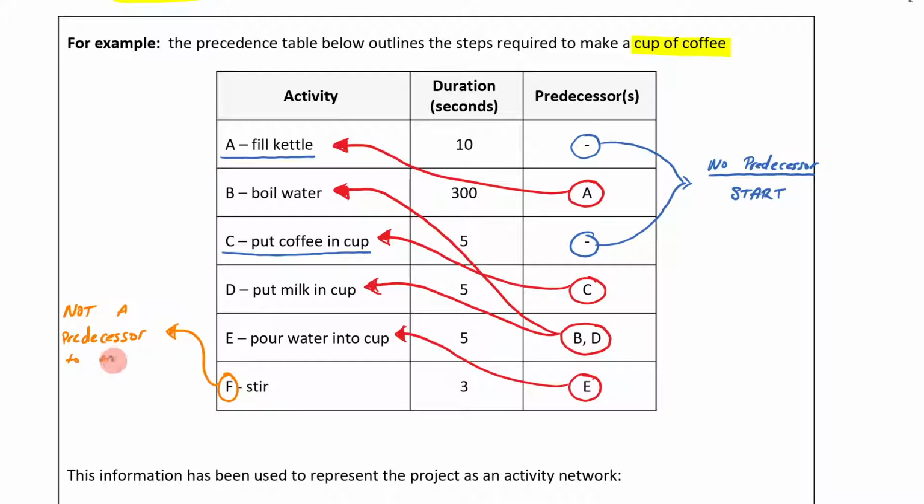to anything. Now, if it's not a predecessor to anything, what does that mean? That means this is where we finish. This is the finish part. So this is where we finish when we get to something which is not a predecessor to anything. And we know that we're starting when something has no predecessors. So if you have no predecessors, that's where you're starting. And if you're not a predecessor to anything, that's where you're finishing. And that's how to make sense of this precedence table here.